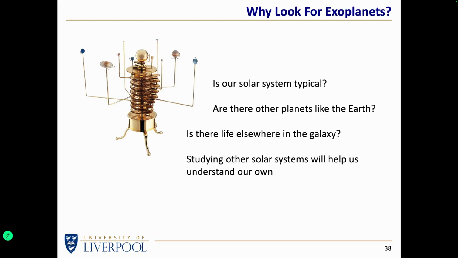If there are planets like the Earth, then presumably life could easily exist on other planets. It might be possible for life to exist even without other Earths, but that's perhaps the most sensible place to look first. Is there life elsewhere? If we can get an idea of how many exoplanets are out there, we can get an idea of whether or not life is likely in the galaxy. And hopefully studying other solar systems will also help us understand our own a little better.